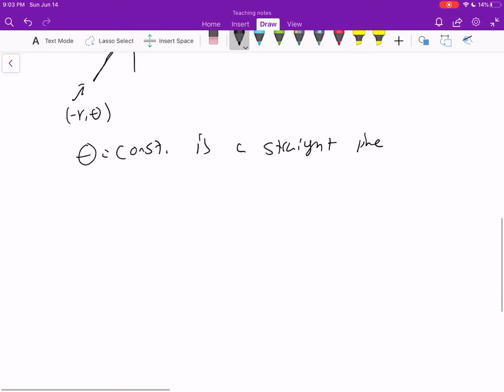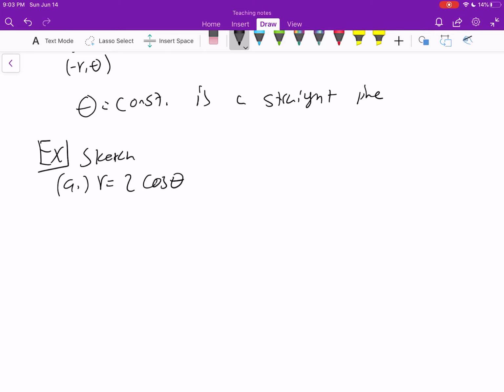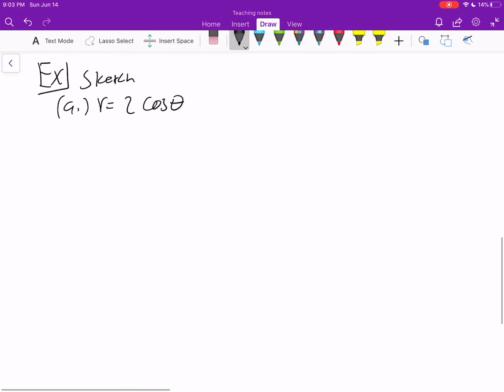All right, so let's do something a little more interesting. So sketch r is equal to 2 cosine theta. So this is going to be part A. All right, so what we're going to do for this one is set up a table of values. We're going to set up theta values and r values. And from this, we'll be able to plot points.